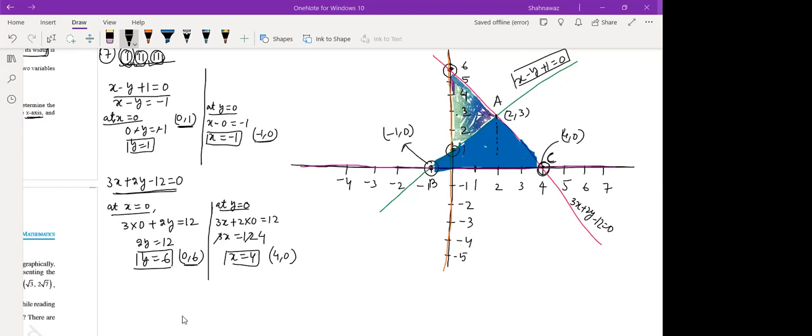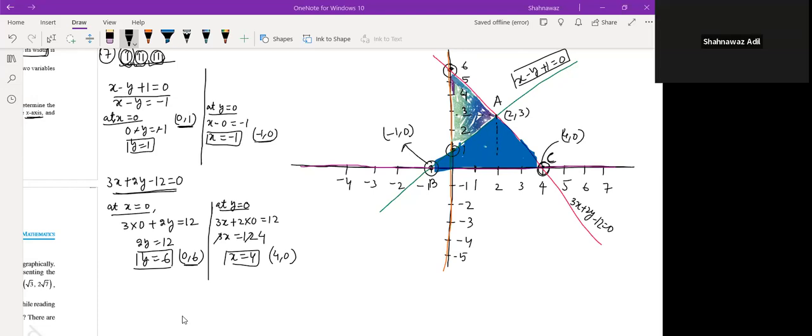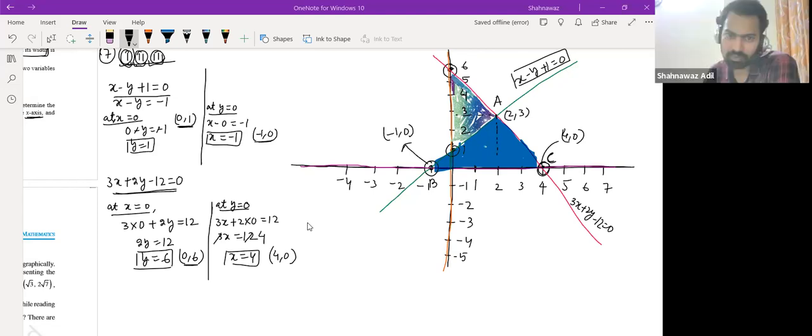Yes, hello. So can you see the screen now? Yeah, I can see. So you see that we had these three. This is the x-axis, this is the one line, and this is the second line. These three lines are making this triangle, and then we know the vertices of this triangle, right? And the third part was shading the region of this triangle. This we did.